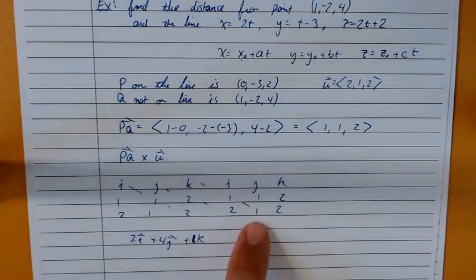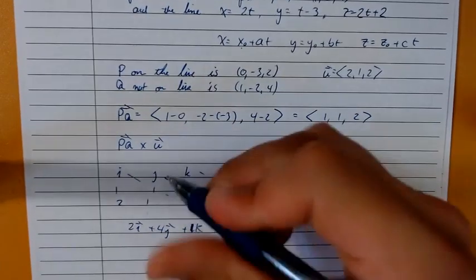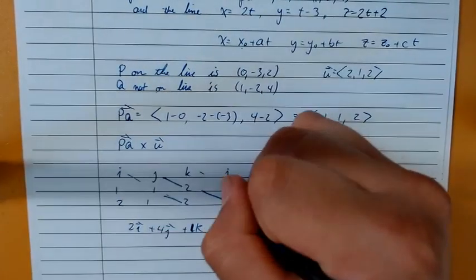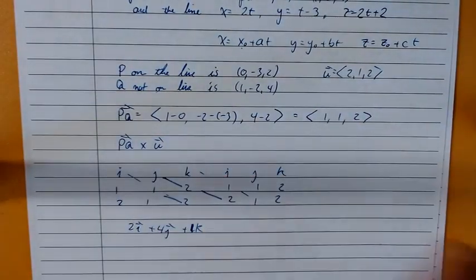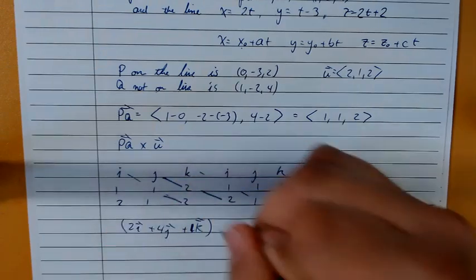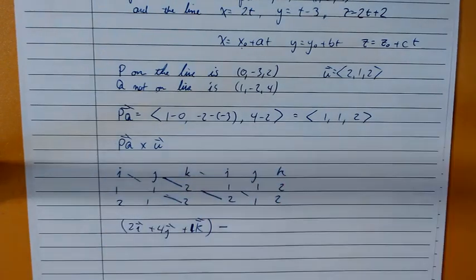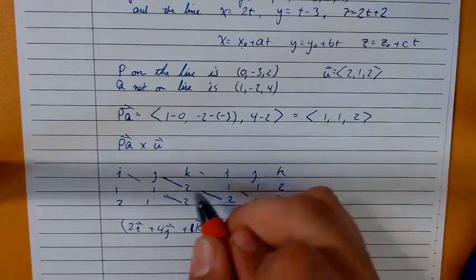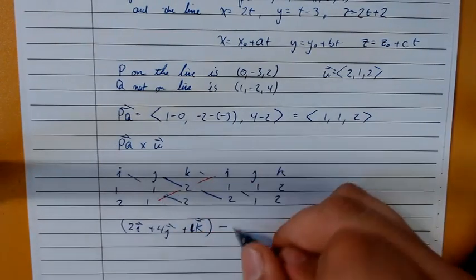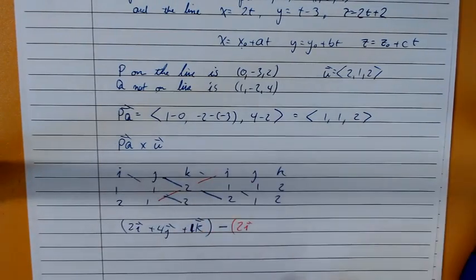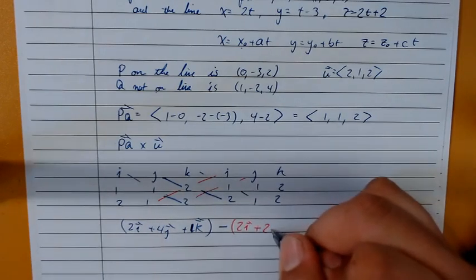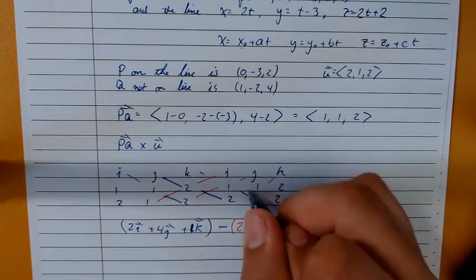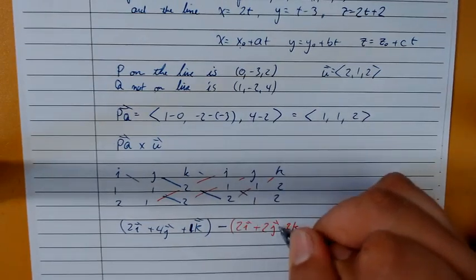Because apparently 1 times 1 is 2. That's what I thought, just for a second. 1 times 1 is 1K. Minus, and then we'll go back the other way. And that'll give us 2I, that'll give us 2J, and that'll give us 2K, it looks like.